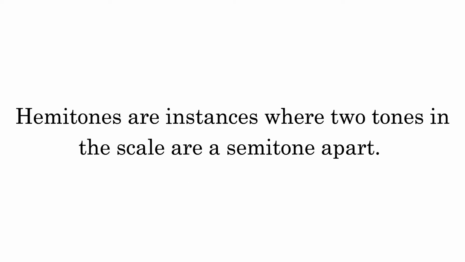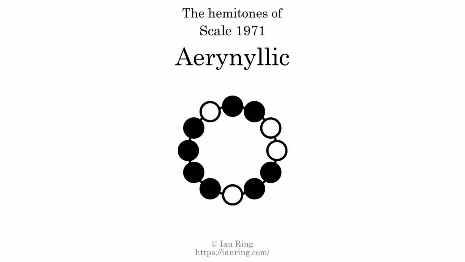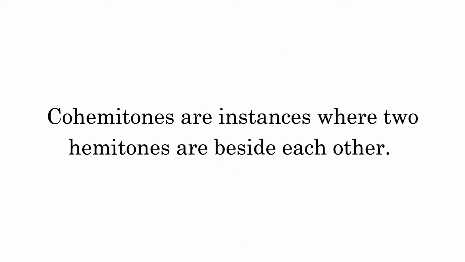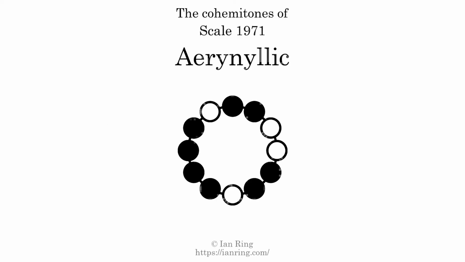Hemitones are instances where 2 tones in the scale are a semitone apart. This scale has 5 hemitones. They are at positions here, here, here, here, and here. Cohemitones are instances where 2 hemitones are beside each other. This scale has 2 cohemitones. They are at positions here, and here.